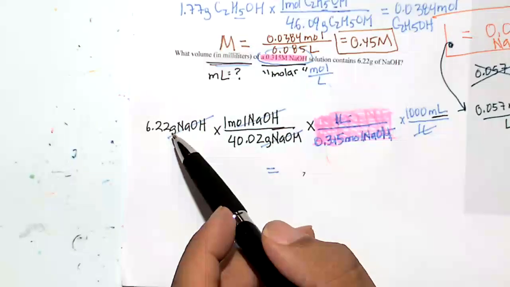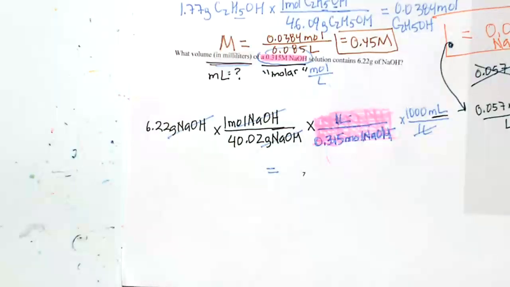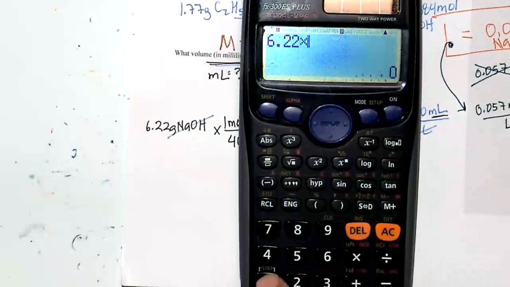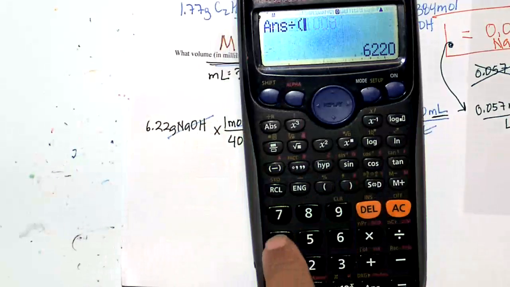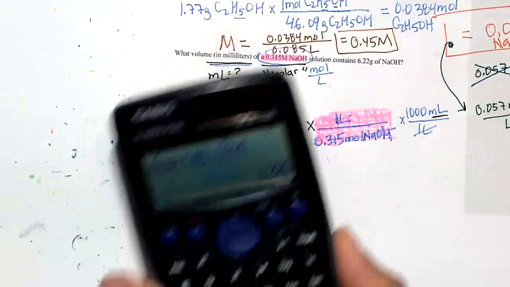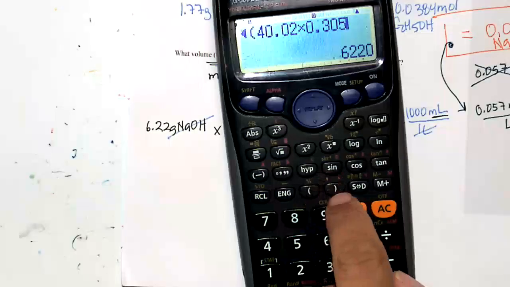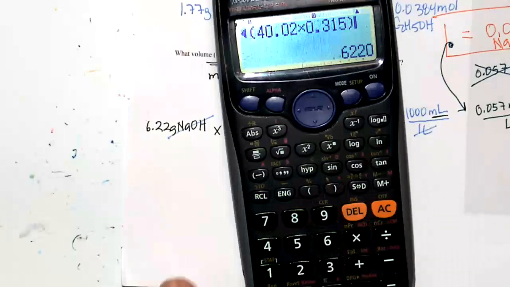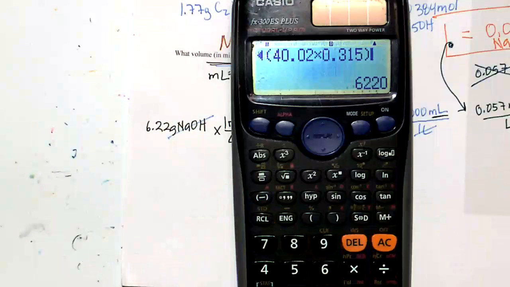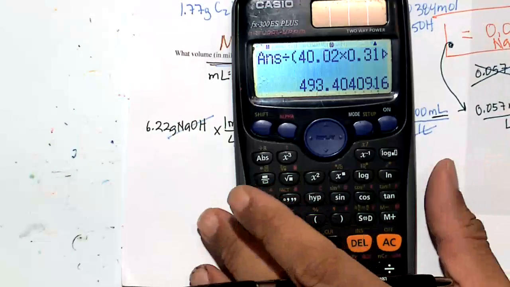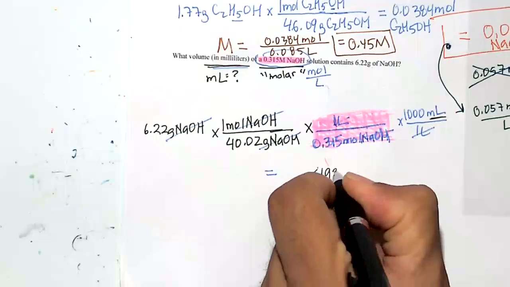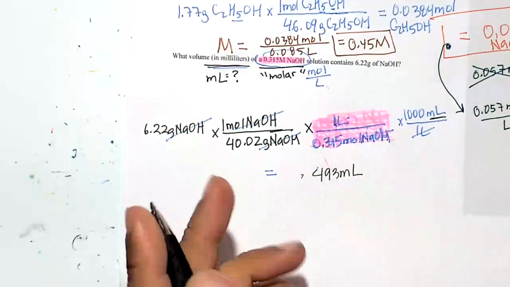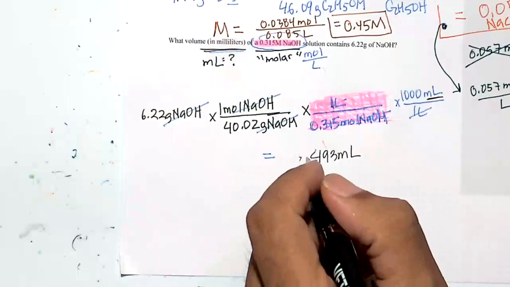So what is this on our calculator? 6.22 times 1,000, divided by 40.02, parentheses 40.02 times 0.315. 493 mLs is what I'm getting. This is our answer.